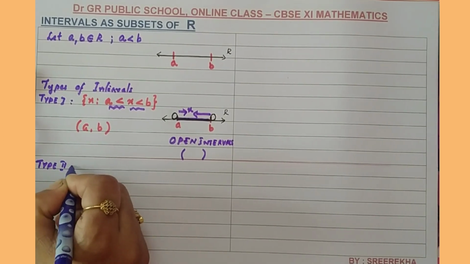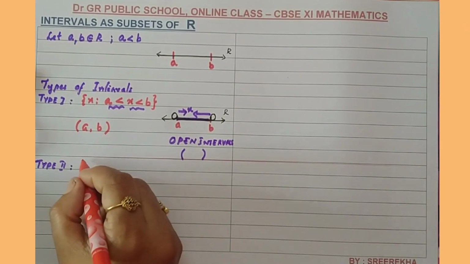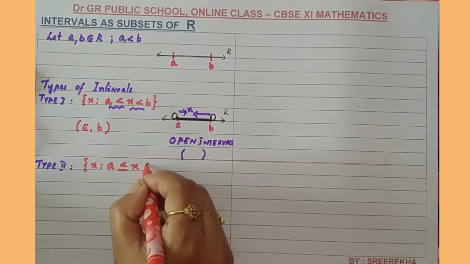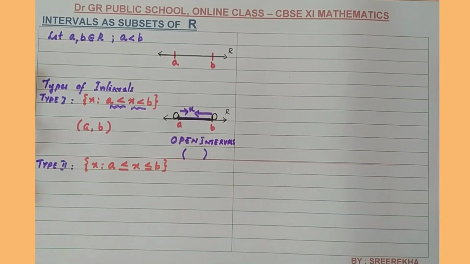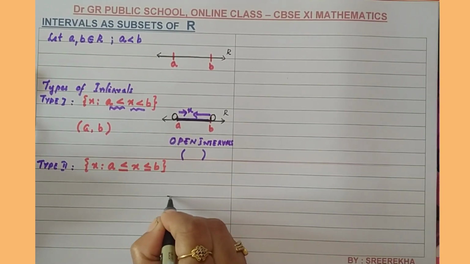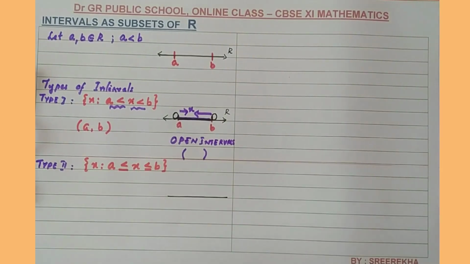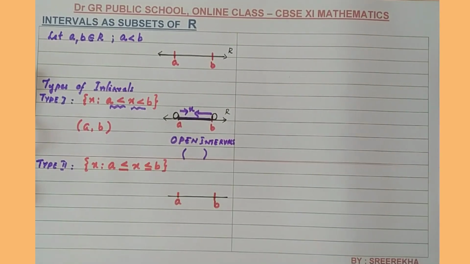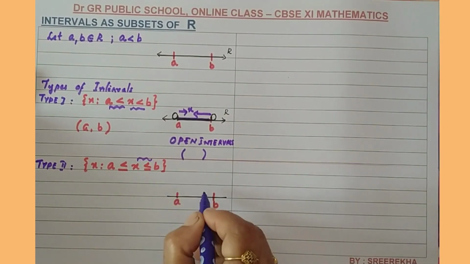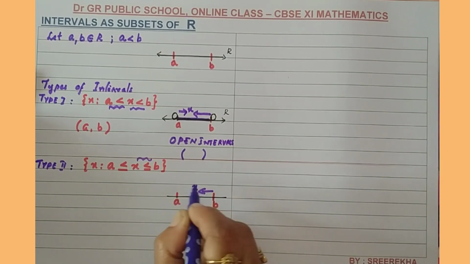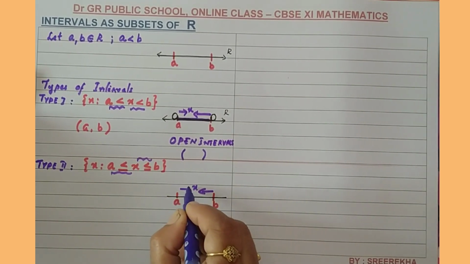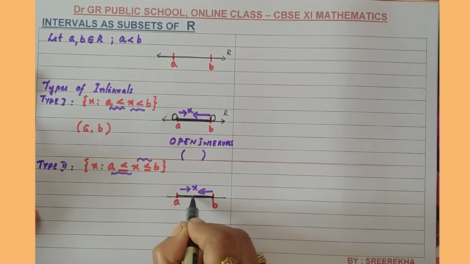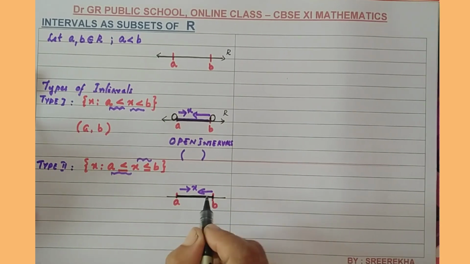Type 2. If the set is given in the format, the set of all x such that A less than or equal to x less than or equal to B. Again, I am going to represent this on the number line R, in which A and B are given with A less than B. From this part you can say that x is less than B, and from this part you can say that x is greater than A. Thus, all the points between A and B are included in the set.